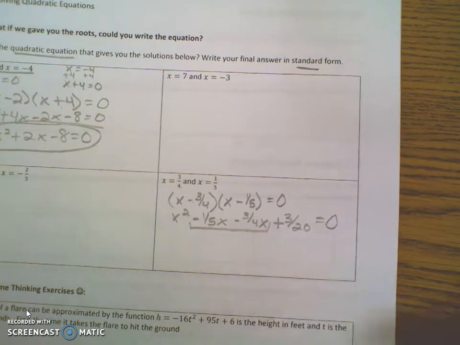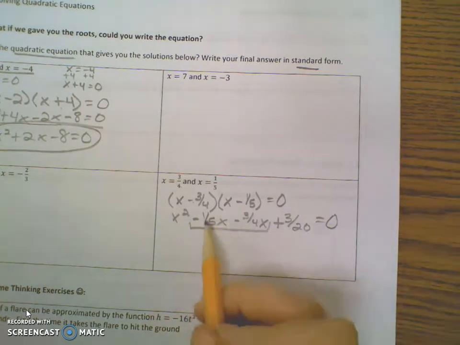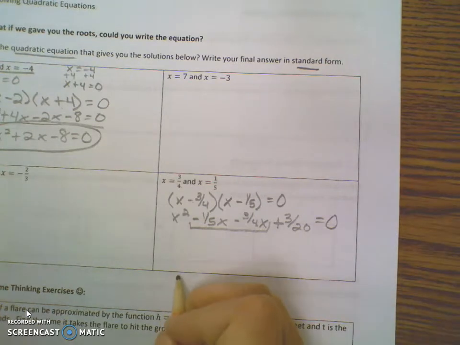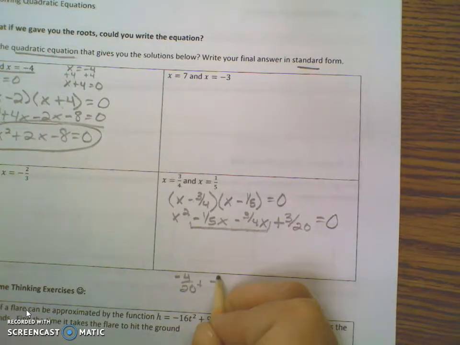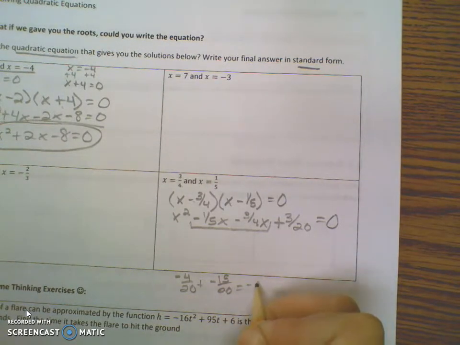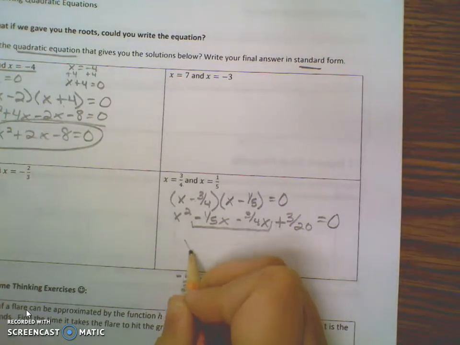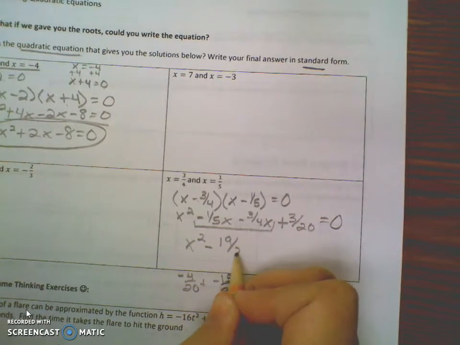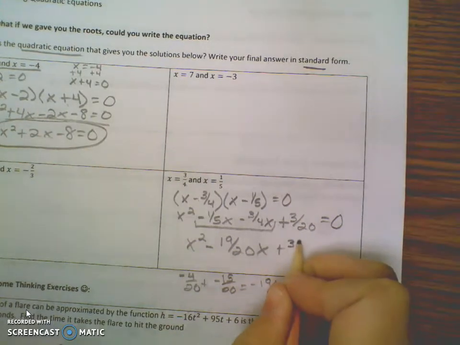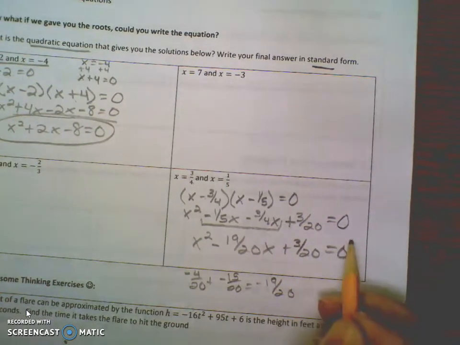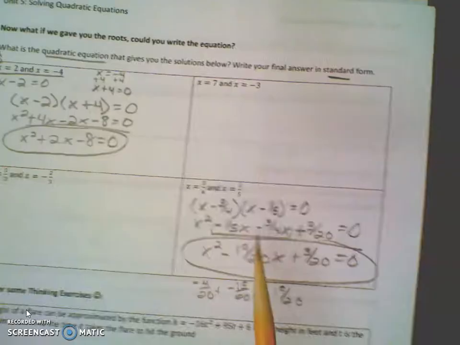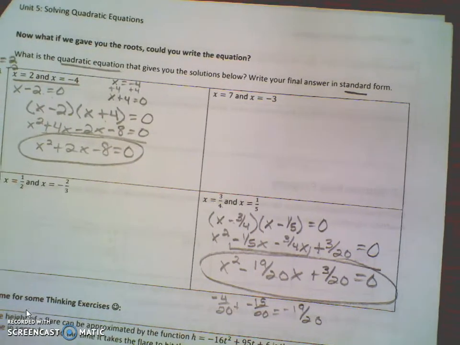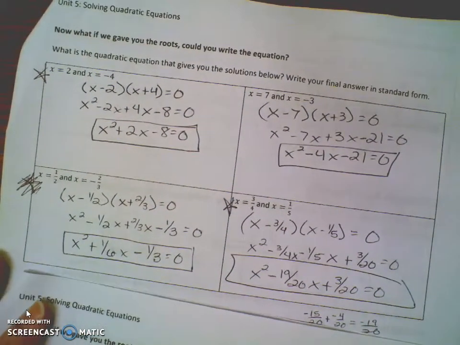Then we need to combine those like terms. With a 5 and a 4, 20 is going to be my denominator. So I've got negative 4/20 plus negative 15/20. That gives me negative 19/20. So I have x squared minus 19/20 x plus 3/20 equals 0. So that's my quadratic equation. Okay, you go ahead and try the other two and come back and take a look at the answers. There they are.